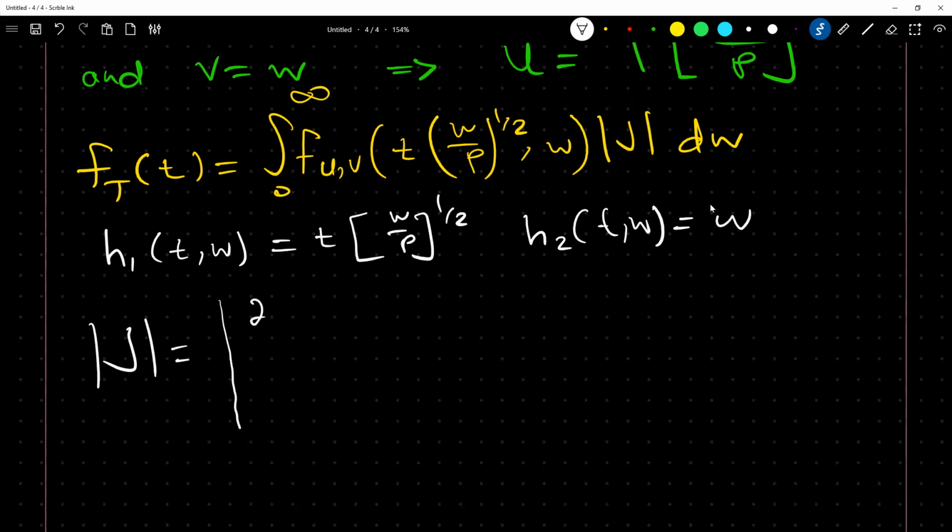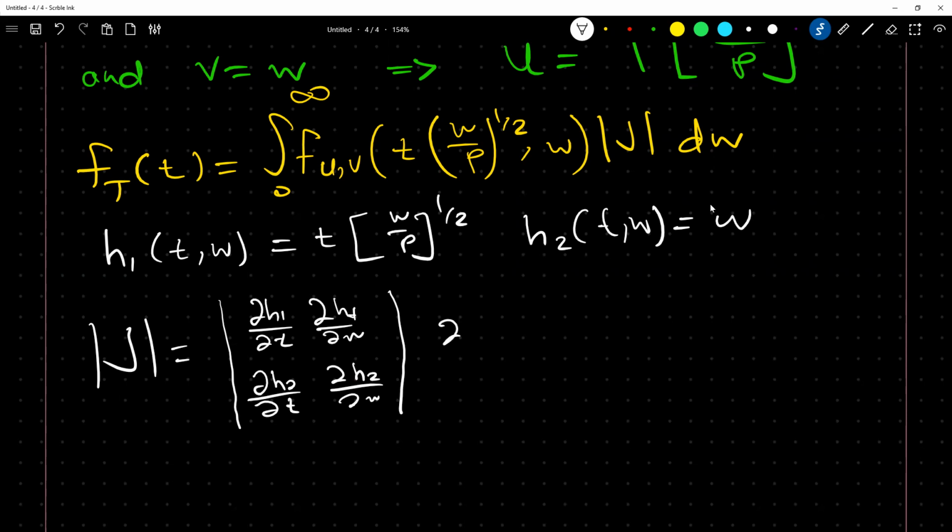I'm going to get the partial derivative of H1 with respect to T, partial derivative of H1 with respect to W, partial derivative of H2 with respect to T, and the partial derivative of H2 with respect to W, and then I'll take the determinant, which will be like this. So just your typical determinant formula here. And like this.